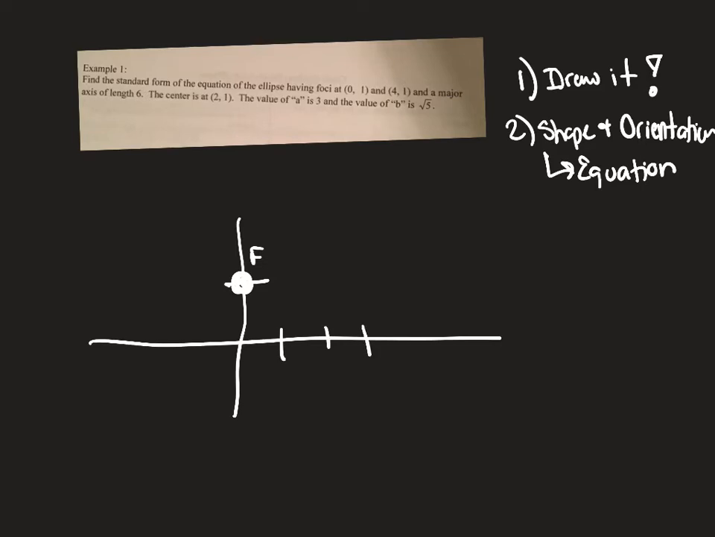So it says find the standard form of the equation of an ellipse having foci. So let's draw this. Hang on, let me draw. So I have a foci at 0, 1. I'm going to label it with an F to remember what it was. And 4, 1. So 1, 2, 3, 4.